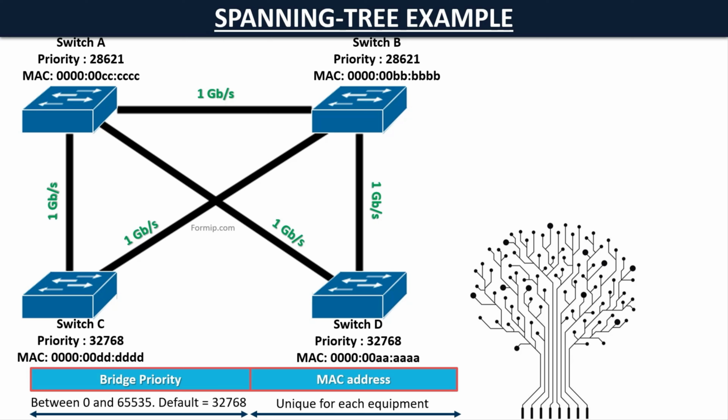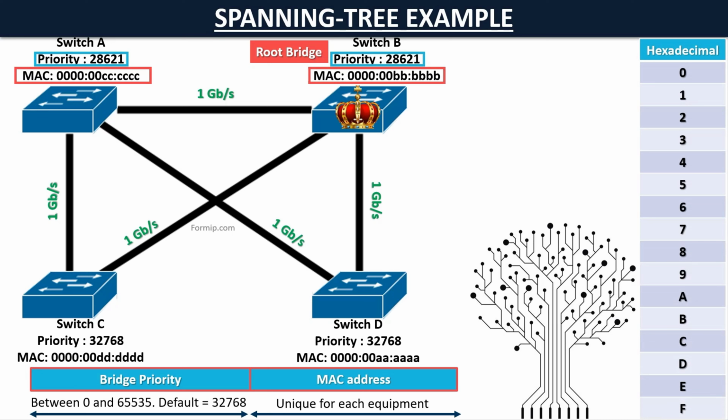This election is made by the lowest priority, and in the event of a tie, the one with the lowest MAC address wins. On the topology, switch B becomes the root bridge because it has the lowest bridge ID. As switches A and B have the same priority, it will be the switch that has the lowest MAC address that wins. This is switch B, because the hexadecimal starts from 0 to 9 and from A to F.